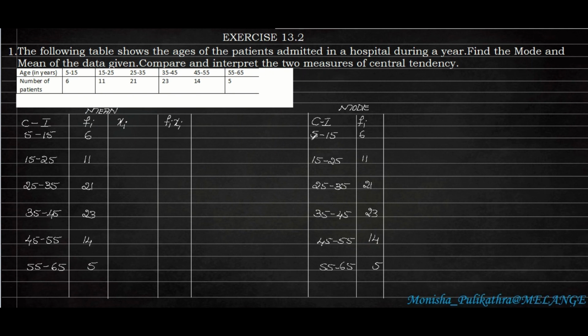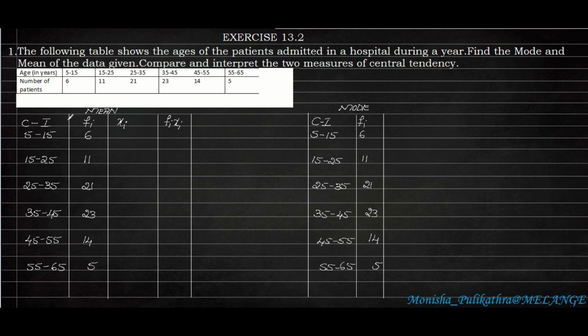Here the central tendency they have given is about the average age of patients admitted. Here the maximum number of patients' age we need to find out. Okay. So in mean, 2 columns are already given, that is class interval and frequency Fi. Now we need to find out the midpoint. So midpoint, we know that it is the average of these two.